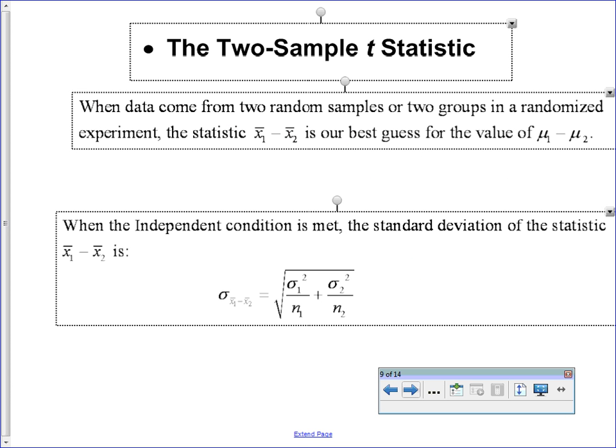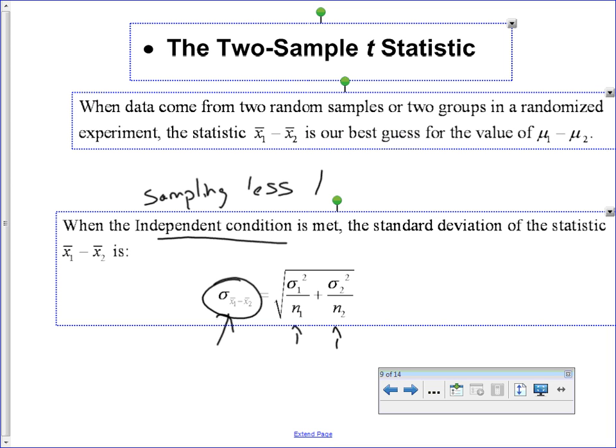Now, when data comes from two samples or two groups, we would say that this is the sigma right here. Sigma of x bar 1 minus x bar 2 is sigma 1 squared divided by n1 plus sigma 2 squared divided by n2. Because remember, we're adding the variances and then taking the square root to get the standard deviation. The independence condition is sampling less than 10%.